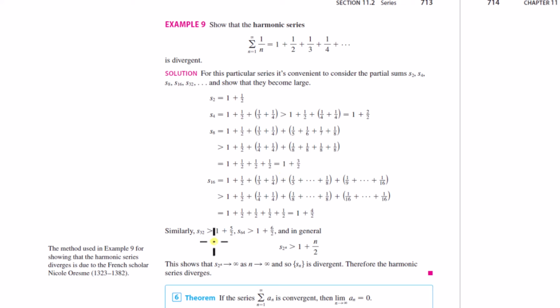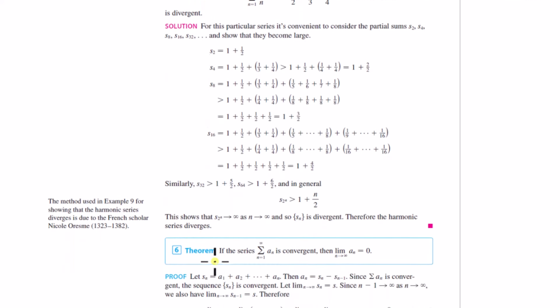And so this pattern is S of 2 to the n is always greater than 1 plus n over 2. And it shows that as n goes to infinity, S of 2 to the n goes to infinity. And so the sequence S of n is divergent. It's just a method of proving for 100% that this is a divergent series. Therefore, the harmonic series diverges. All right. Theorem.